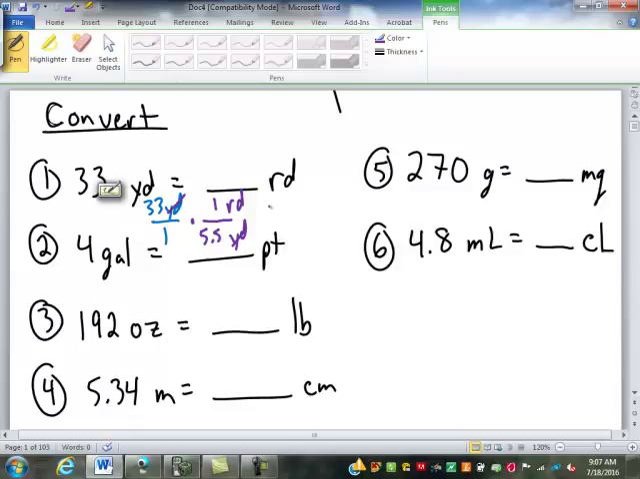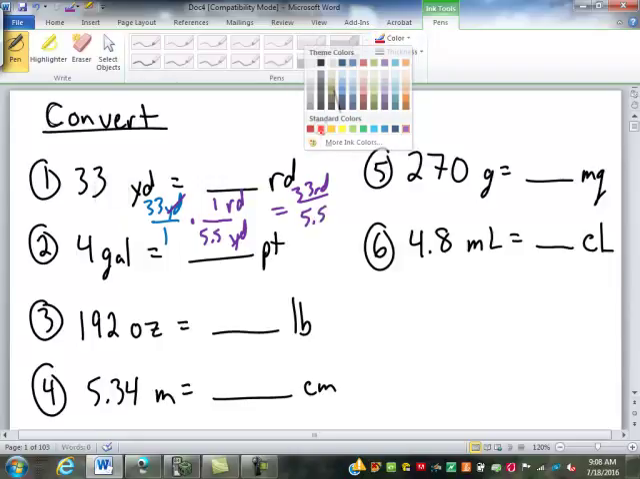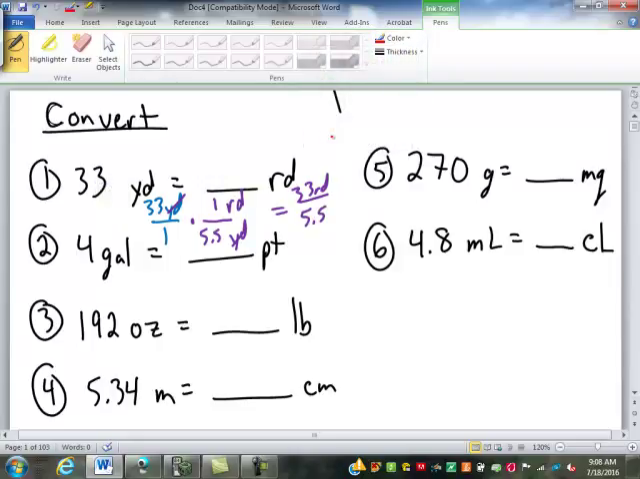So this is saying the yards are gone. 33 times 1 rod is 33 rods. Over 1 times 5.5 is 5.5. And then you divide out. 33 divided by 5.5 is 6. So 33 yards is 6 rods.